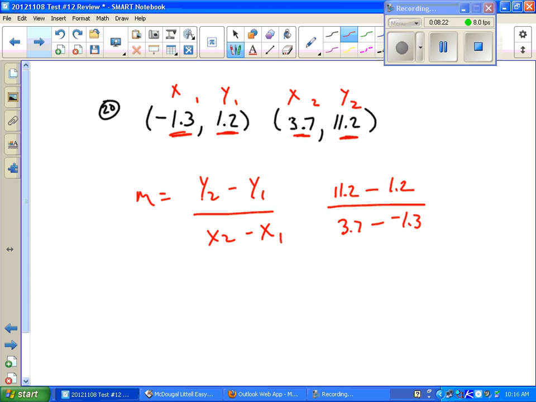Okay, we have a minus a negative right here. Remember, anytime you have minus a negative, that's where problems show up for most people. You have to make sure to include that. It means plus a positive. So 11.2 minus 1.2 is going to be 10. And 3.7 plus 1.3 is going to be 5. 10 divided by 5 is 2, so your slope is 2.